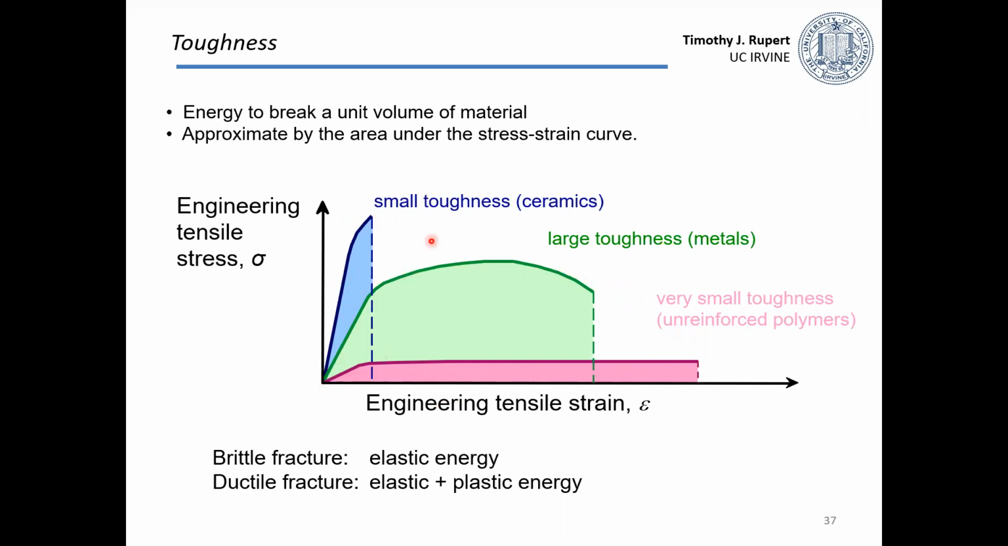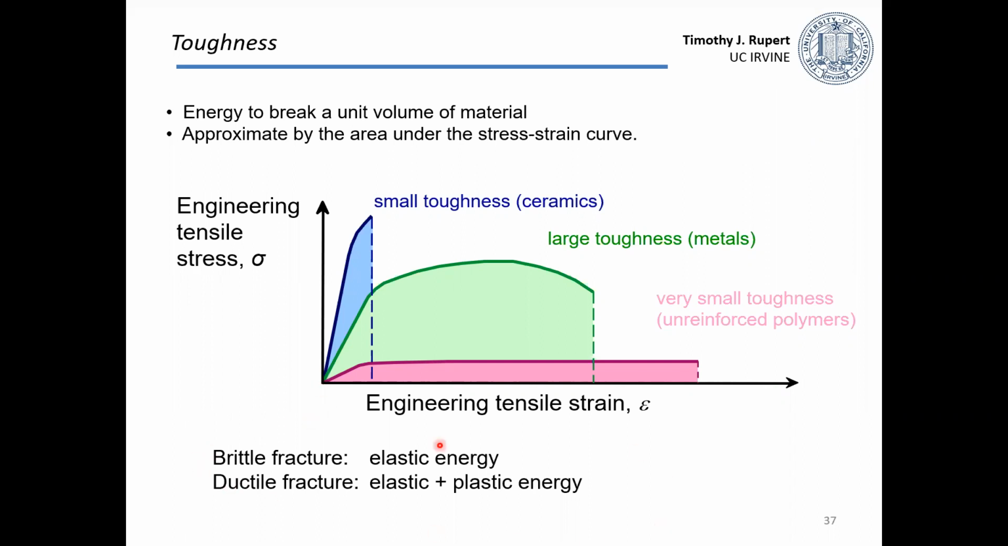If the toughness is that area underneath the curve, what you can see here in these different representative examples is that the metal actually has the largest toughness, okay? And that's a general thing we can say: materials which have high strength and high ductility are what we want for a large toughness.